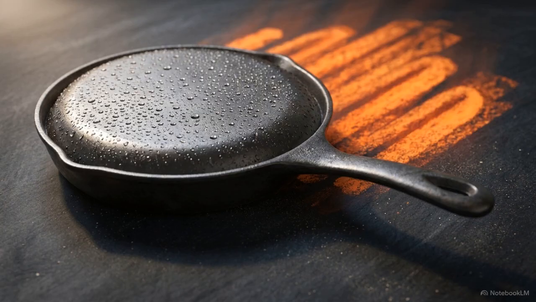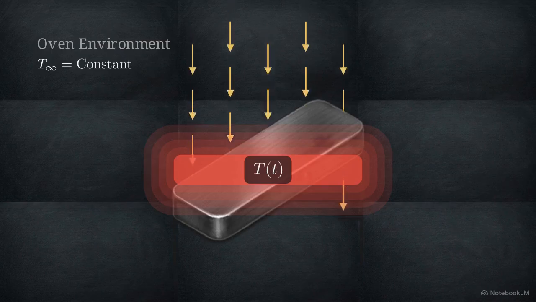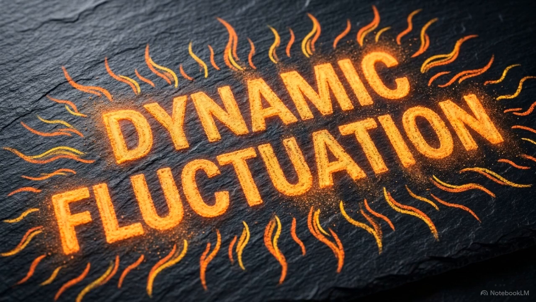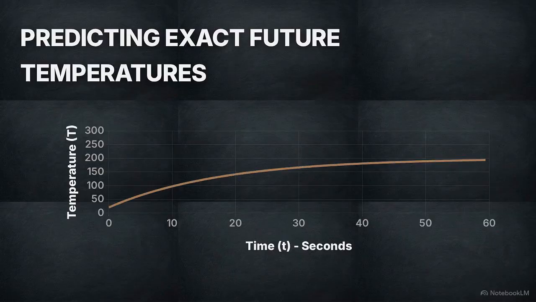But the cold pan you just put inside is a different story. Its temperature is continuously climbing, changing from minute to minute as it absorbs heat from the surrounding air. When temperatures are actively changing over time, we call it transient heat conduction. A central goal in thermal engineering is predicting exactly how those transient objects will heat up, allowing us to determine exactly how hot they will be at any specific second in the future.